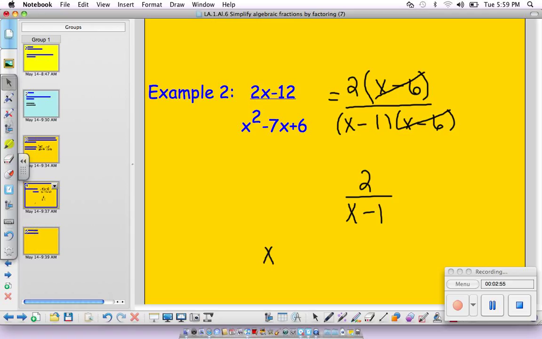Now remember, anytime we have a variable on the bottom, we have to make a statement that says x cannot equal 1. We cannot let this have a value of 0, and 1 would do that. So we have to make sure we make that little statement.